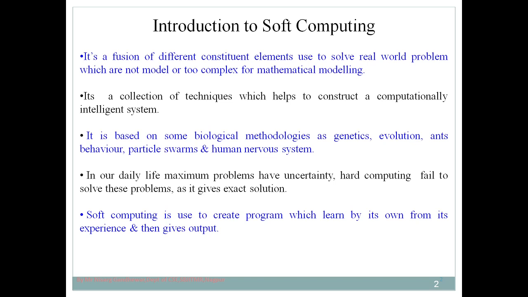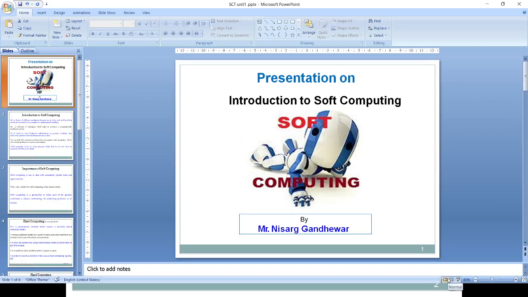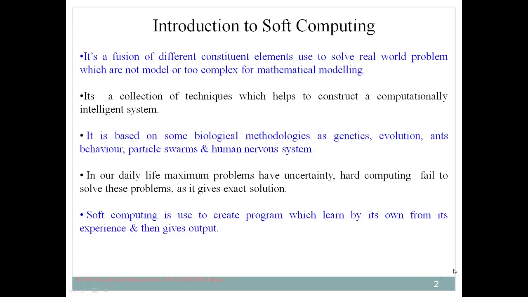That kind of problem you can solve by using soft computing. Soft computing helps us to solve problems where your answer is not exact, your answer is generalized, meaning your answer is in a specific range. At that time soft computing is useful.